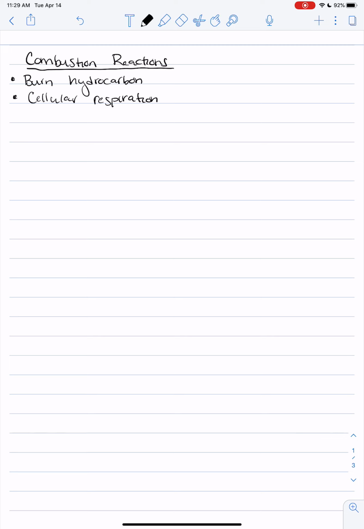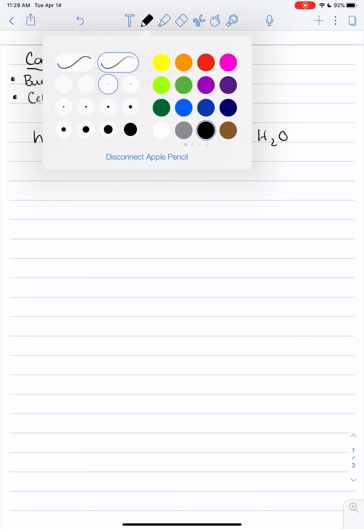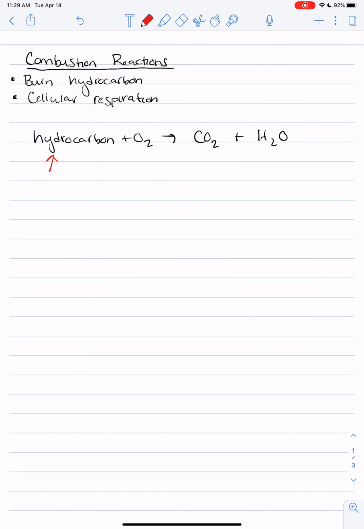So the general form of a combustion reaction is that you have a hydrocarbon plus oxygen gives you carbon dioxide and water. Okay, this is a combustion reaction. So what a hydrocarbon is, it's just any compound that contains just carbon and hydrogen.